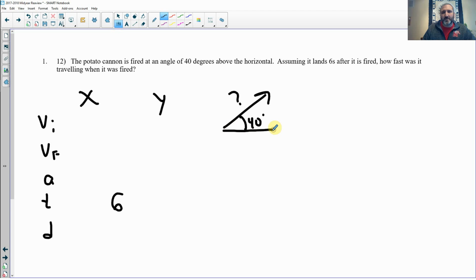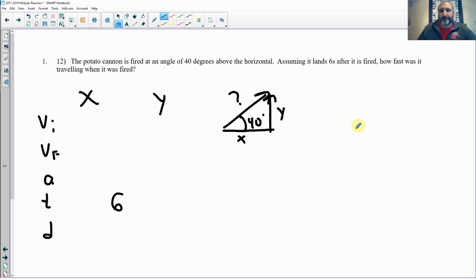To do that, we need to know what that X or that Y is, because once we have either the X or the Y, we can use the 40 degrees to figure out what the hypotenuse is. Okay, so from there, let's see. Potato can is fired 40 degrees above the horizontal, assuming it lands 6 seconds after it was fired. How fast is it traveling when it was fired? Well, this is going to be a little bit tricky, isn't it? If I was us, I would ignore the 6 seconds.